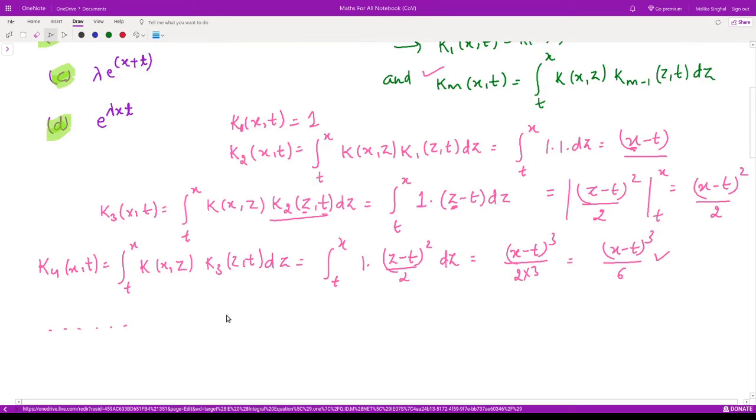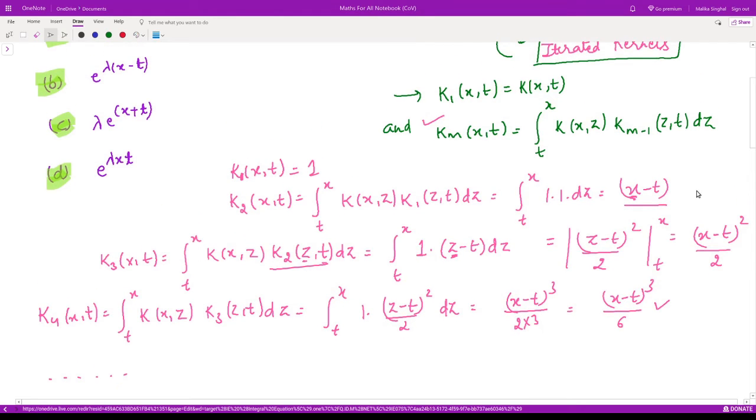We cannot do this for infinitely many terms, so we'll stop here. We'll try to look and judge whether there is some similarity between these kernels or not. So let us have a look. Here the value is 1, here the value is x minus t, here the value is (x minus t) whole square by 2, here the value is (x minus t) whole cube divided by 6. You can write this 6 as 3 factorial, you can write this 2 as 2 factorial, you can write this as 1 factorial as well, right?